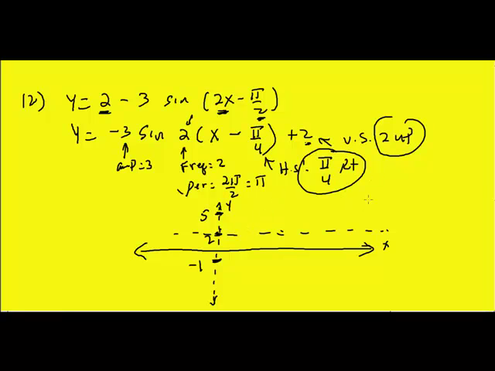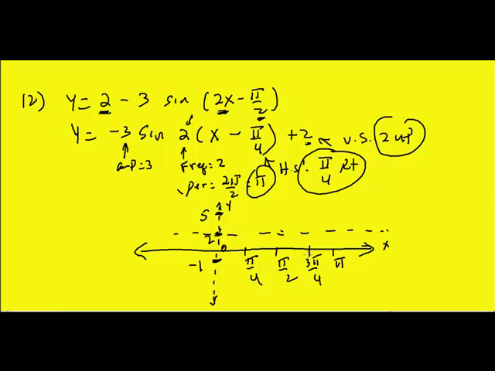My period is pi. I'm going to call that 0. I'm going to go over here, call that pi. Then we'll start cutting everything in halves. So it's going to be pi over 2. It's going to be pi over 4. And it's going to be 3 pi over 4.